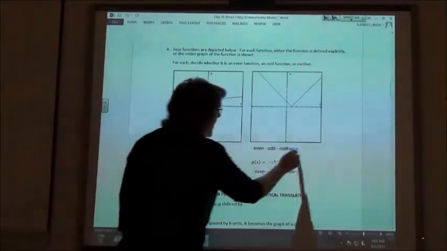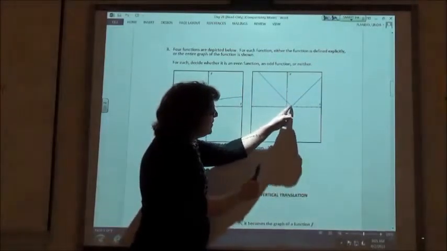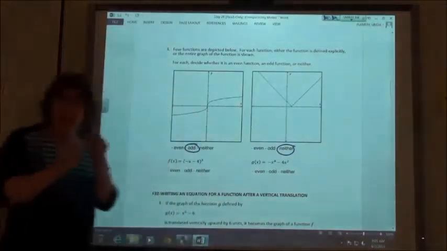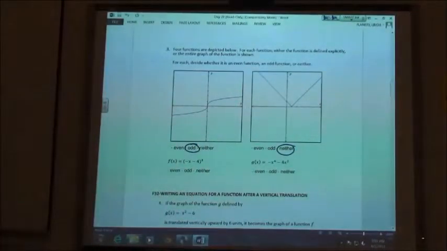It is neither, exactly. In order to be even, this would have to be right in the middle, and then it would be an even function. But if it's not right in the middle, it's not going to be either.